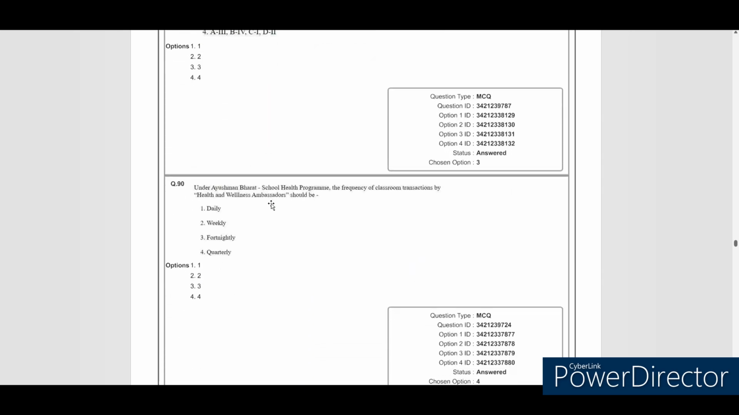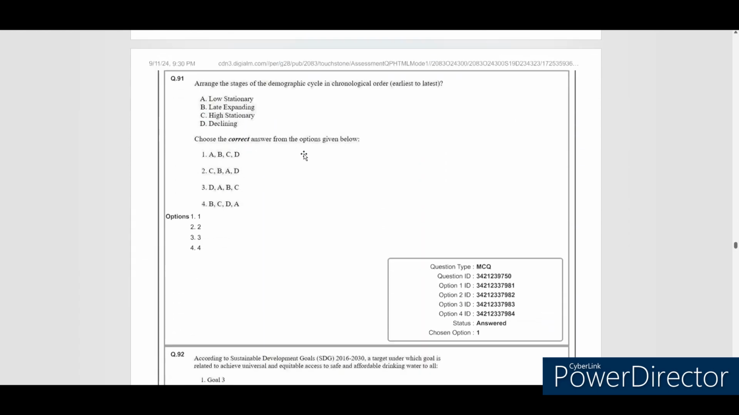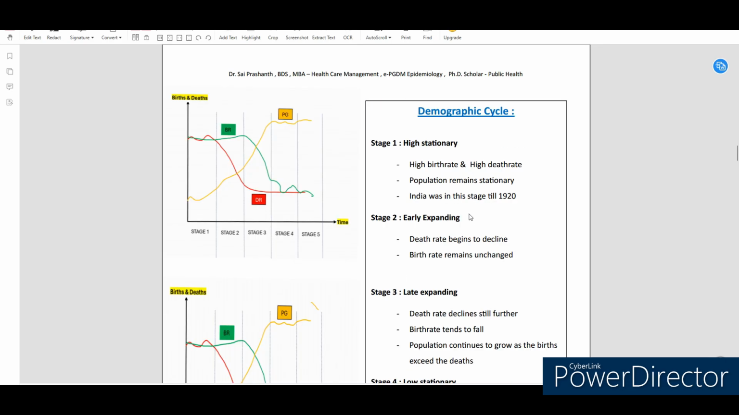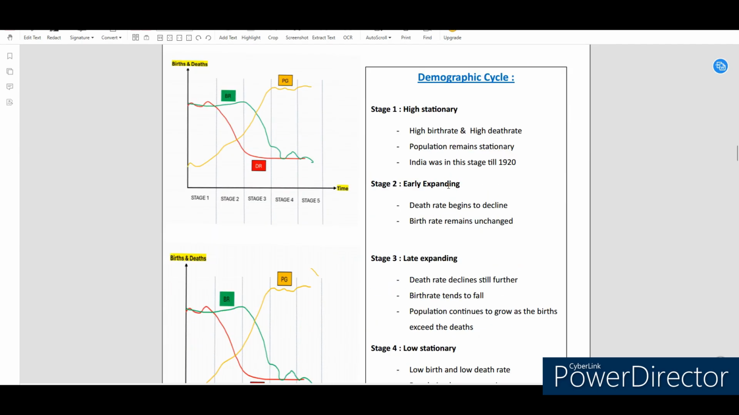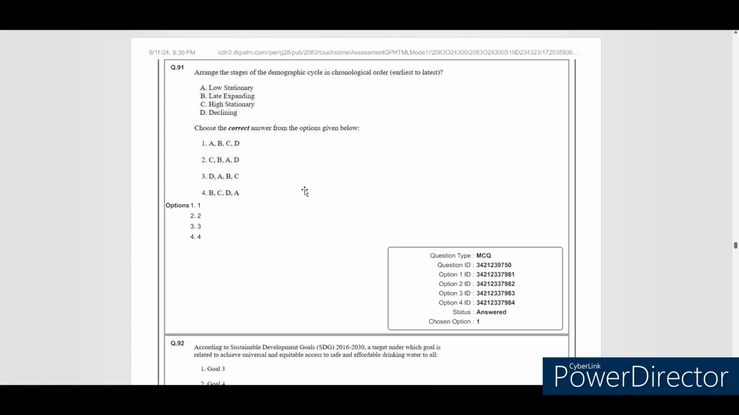Now coming to question number 90, this I will skip for the time being. Coming to question number 91, which is also a very direct question, and I can directly go to my notes to show this. It is related to demography, right? This is the demographic cycle, and these are the stages of the demographic cycle, starting from high stationary, early expanding, late expanding, low stationary, and last is declining. So it is a very direct question, you can directly answer this.